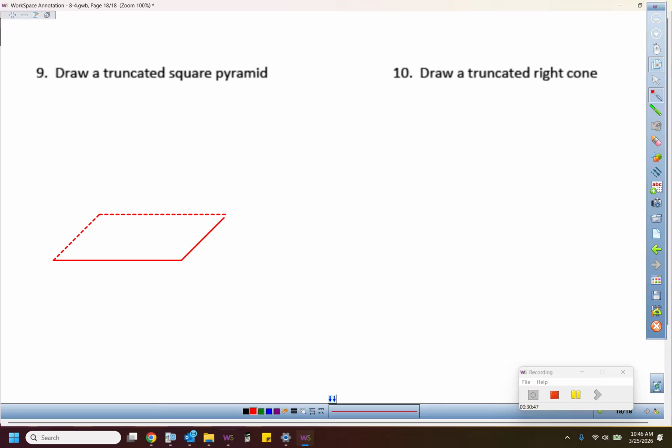And these are pretty hard to draw if you try them another way. I've watched over 20 years of students trying to draw this. I was like, let me show you a better way to draw this guy. So the first thing I want you to do is just draw a square pyramid.